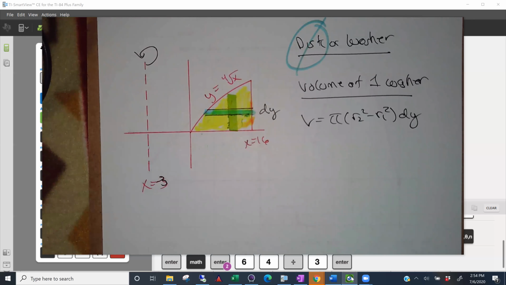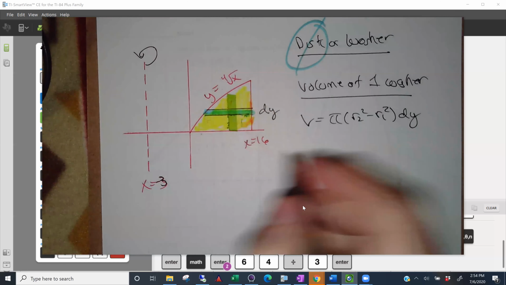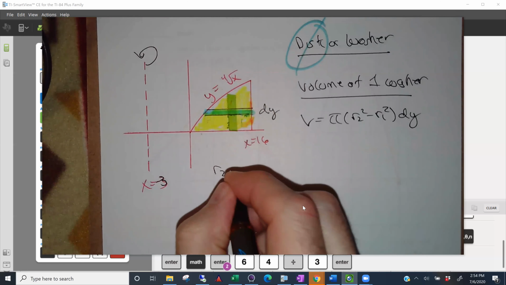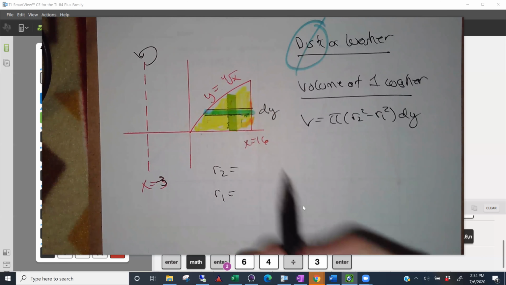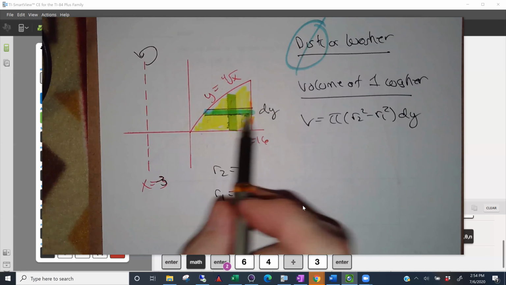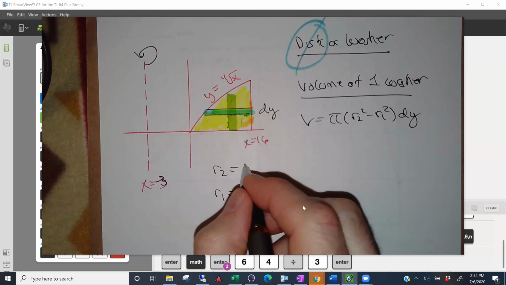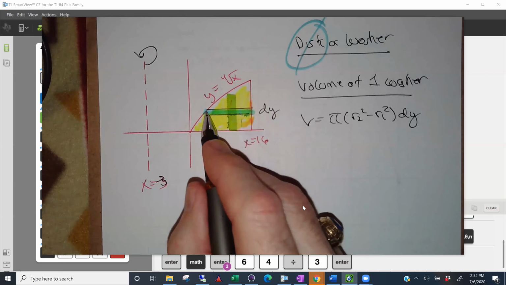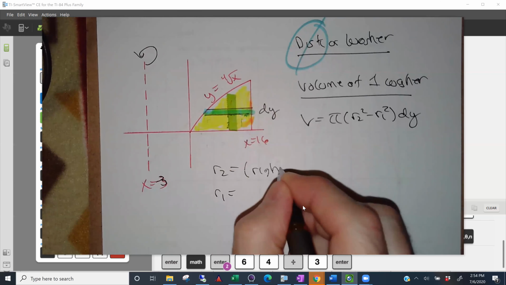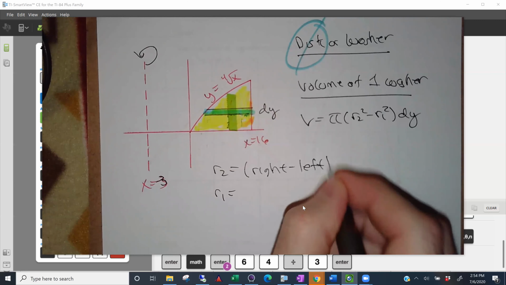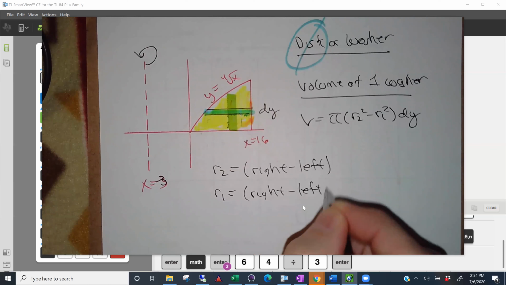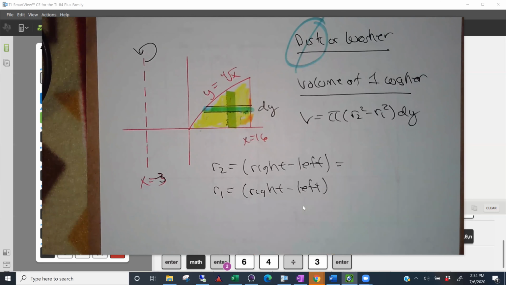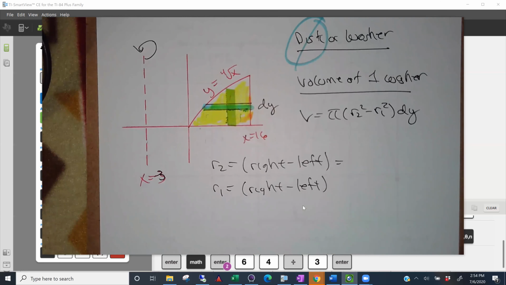So I need a couple of expressions now for R2 and R1. When you're taking a dy slice and you want this width, it's going to be right minus left. Right minus left. So I need 2 radii.